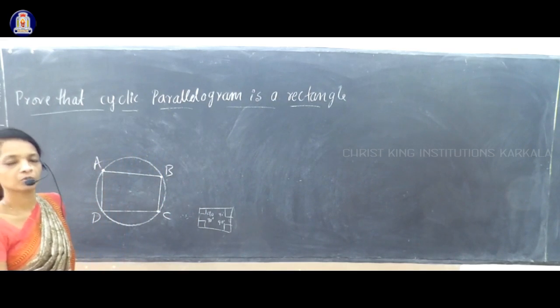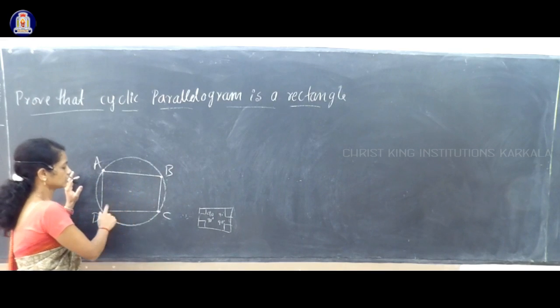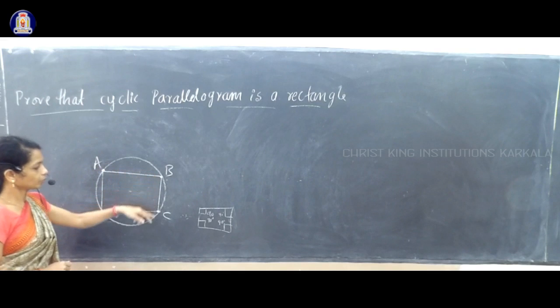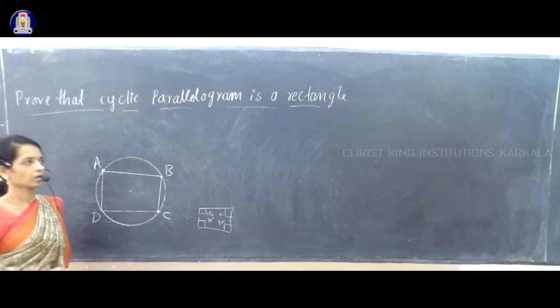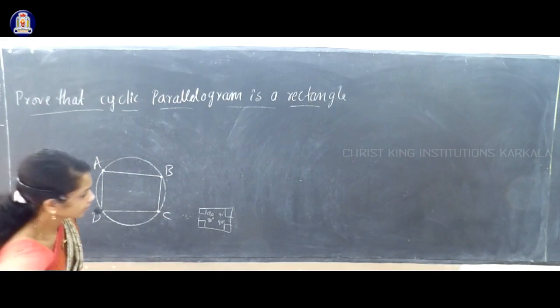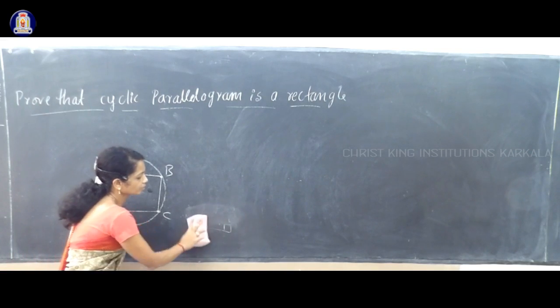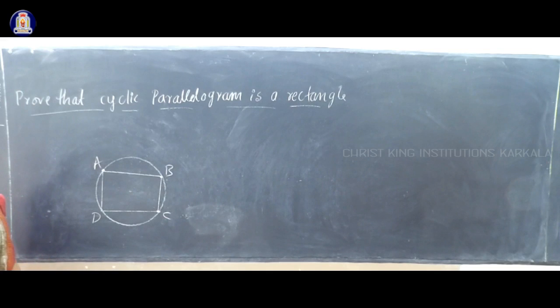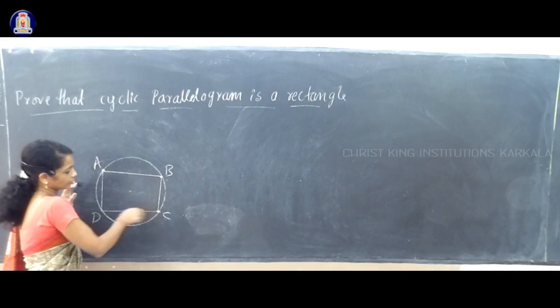In this parallelogram you have to prove all angles A, B, C, D are equal to 90 degrees. If you prove that much, then that proves a cyclic parallelogram is a rectangle. And here you have to use one special property of a parallelogram and a special property of a cyclic quadrilateral. If you use those two together, that gives you that a cyclic parallelogram is a rectangle. How to use that? See here, this is a parallelogram, right?